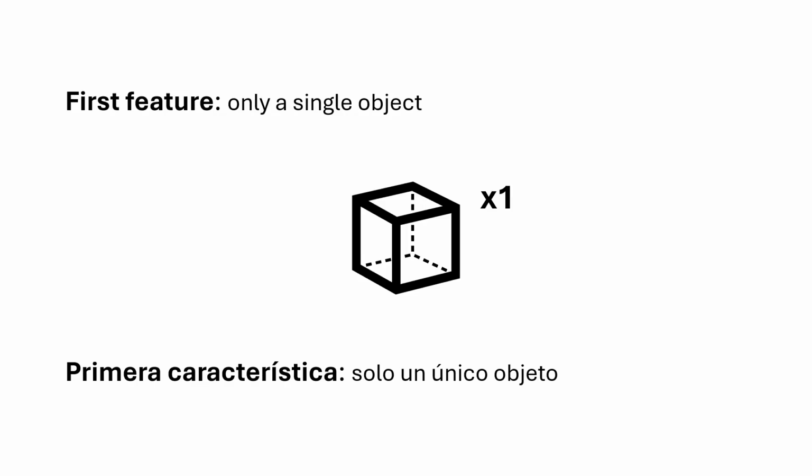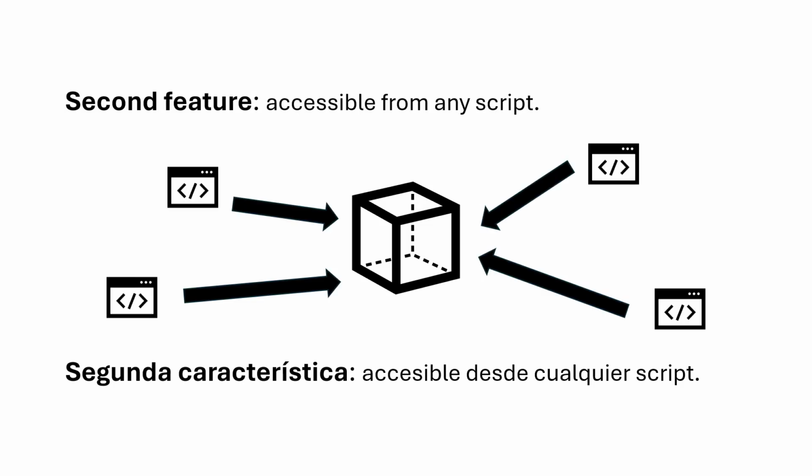The first is that it ensures there's only one instance of a class. That means there will only be one game object in your game containing that script. For example, in many Unity projects there should only be one game manager, which handles all the core logic of the game. The second feature is that it's accessible from any other script.